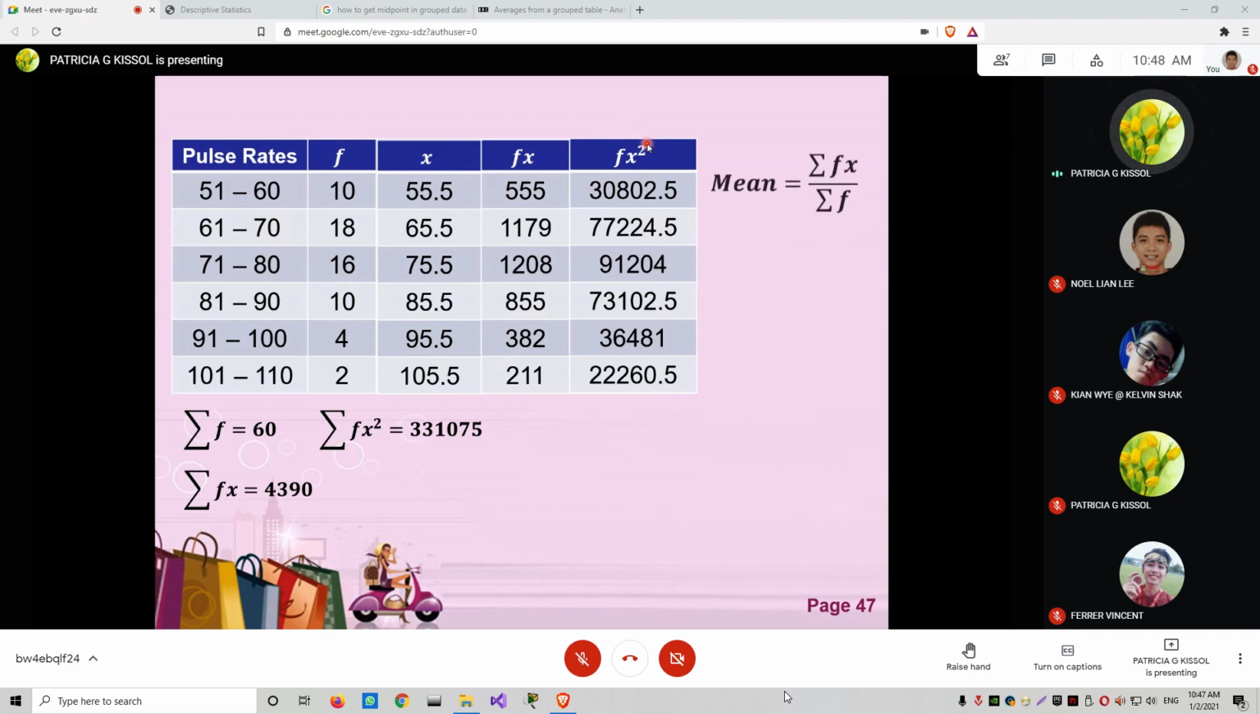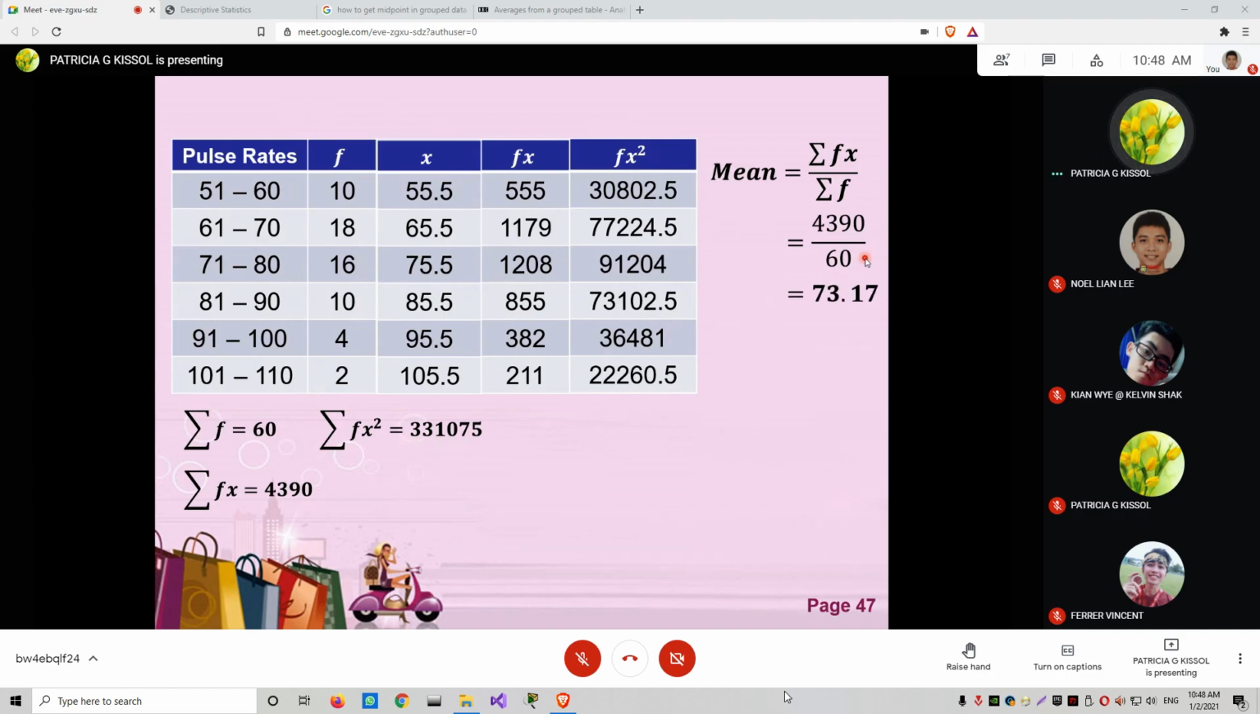I hope these are your totals. Summation fx is 4,390 and summation fx squared is 331,075. I hope you get the same answer. Did you? Yes. Okay, so getting the mean, put it into the formula here. You will get 4,390 divided by 60, because that's your total frequency once you have added all these values, which gives us 60. When you calculate that, you should get 73.17.